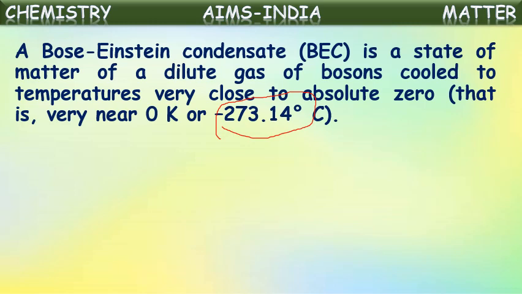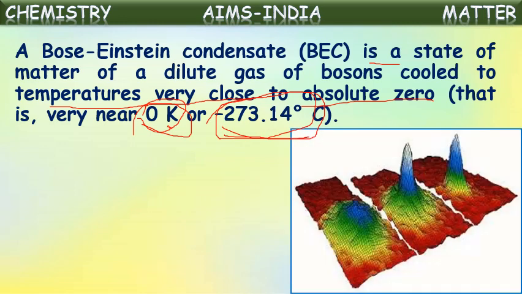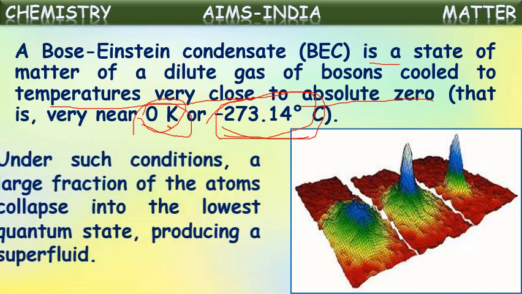See, this BEC is a state of matter of a dilute gas of bosons cooled to temperatures very close to absolute zero. This absolute zero temperature means either 0 Kelvin or minus 273 degrees Celsius. It can't be minus 3 degrees Celsius, or minus 2. So it is minus 273 means very low temperature, or 0 Kelvin. Kelvin also is one of the units of temperature. This is called absolute zero. At this absolute zero, we can observe this Bose-Einstein condensate state.